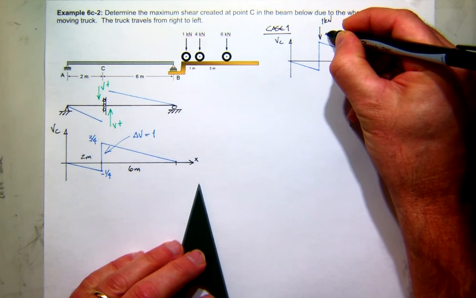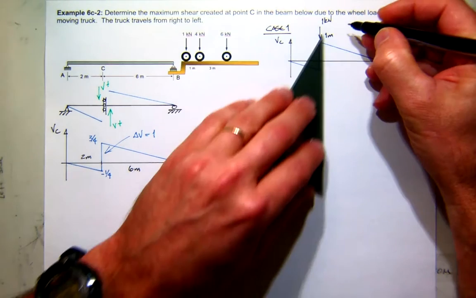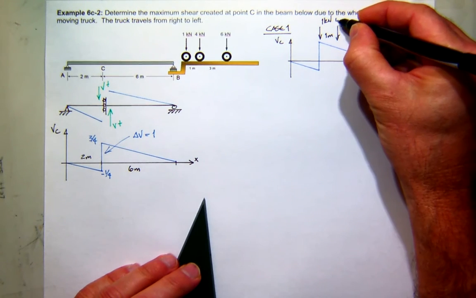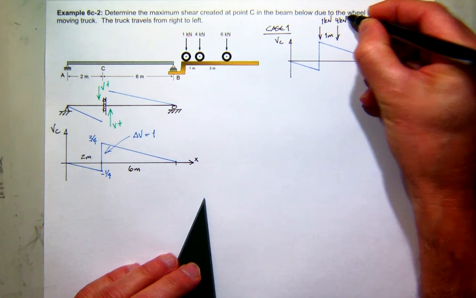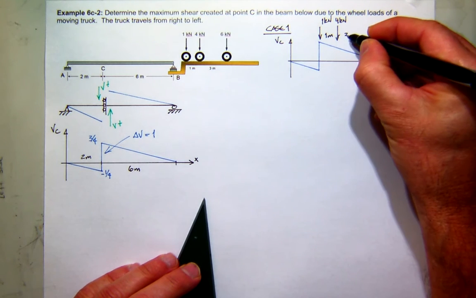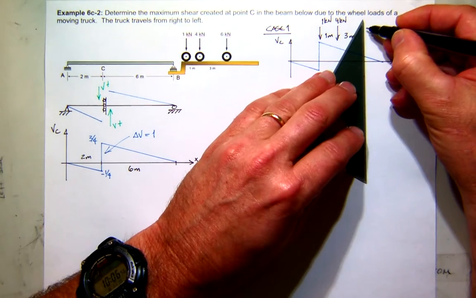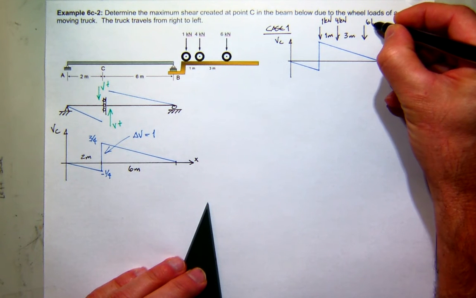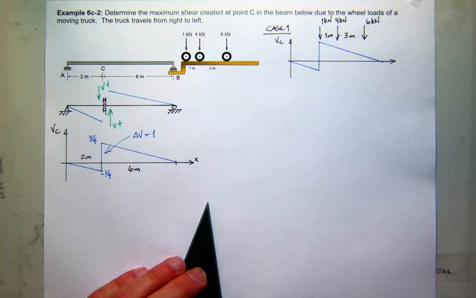And then 1 meter back will be my second load, which has a value of 4 kilonewtons. And then 3 meters back, I'll have my third load, which is the largest of the set, 3 kilonewtons.